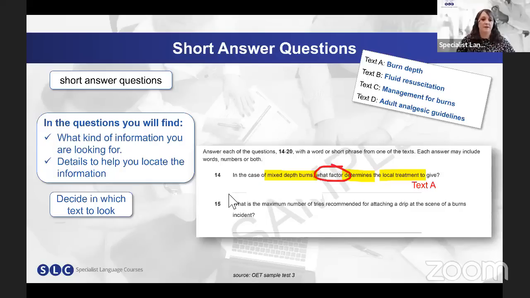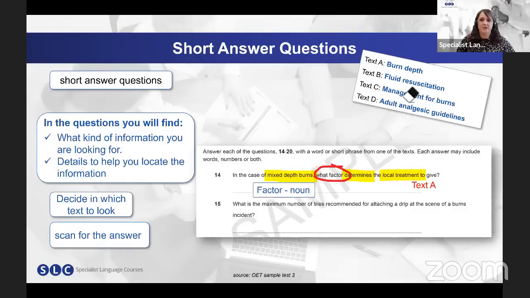And then you need to use all of this information to scan for the answer. So not forgetting your prediction strategy. We know that we're looking for a factor, and we can predict that we're likely to need a noun or a noun phrase here rather than a verb. What factor? It's a factor, it's a thing. What is that factor that helps us?